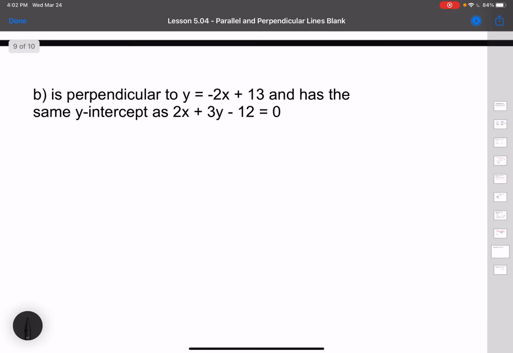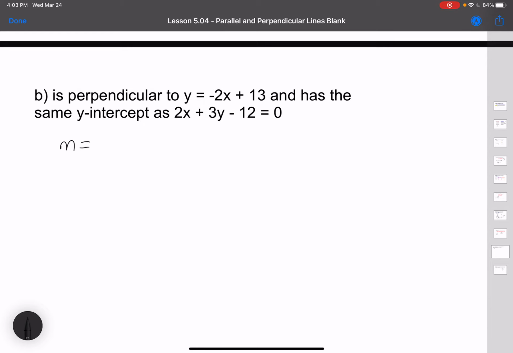Okay, again, we're determining some equations based off information, so let's take another look at this. We want to make one that's perpendicular to y equals negative 2x plus 13 and has the same y-intercept as 2x plus 3y minus 12. Let's just use that first bit of information. We're going to determine the slope using our first part about it being perpendicular to this line. We know this line has slope negative 2. So we want the negative reciprocal of negative 2.